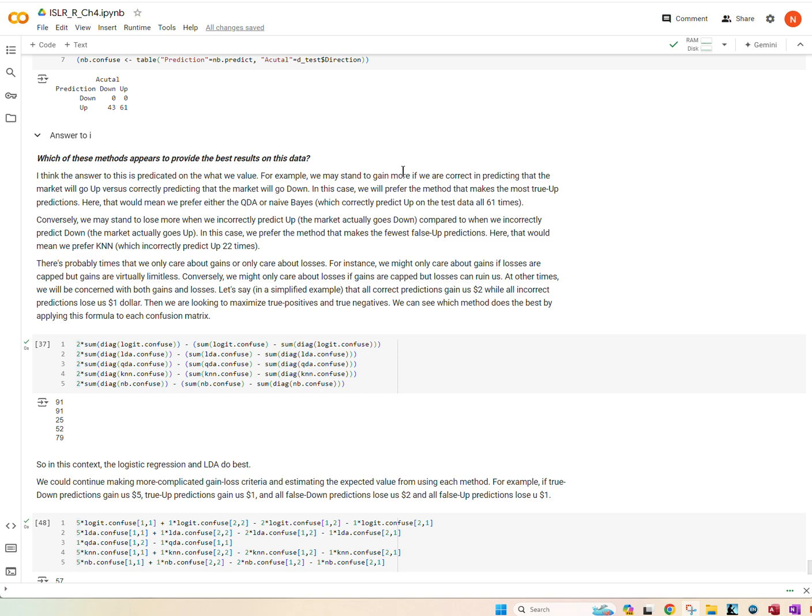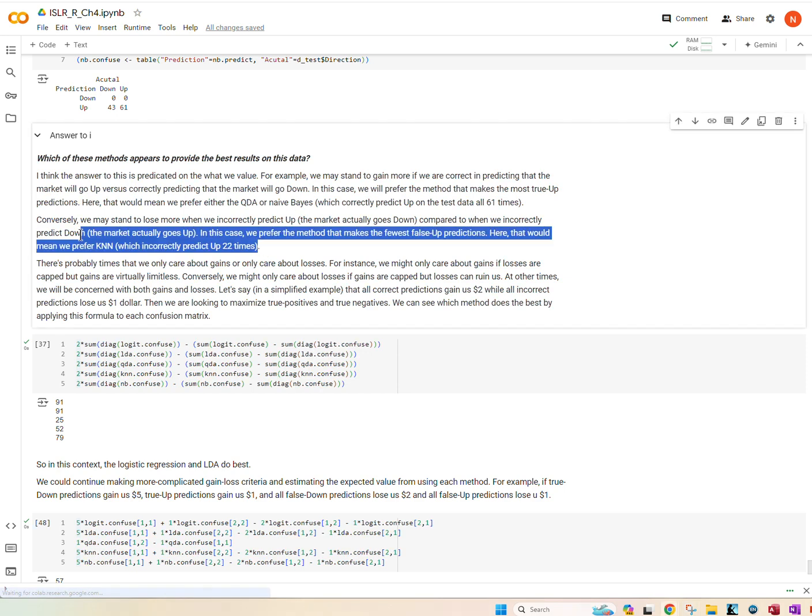It could be that when you incorrectly predict down, so you predict down and it goes up, you just lose a little bit of money. But if you predict up and the market goes down, you could lose a lot of money. So in this case, the model you would be looking for is the one making the least incorrect predictions of the market going up. I'm confusing myself here, but hopefully that makes sense.